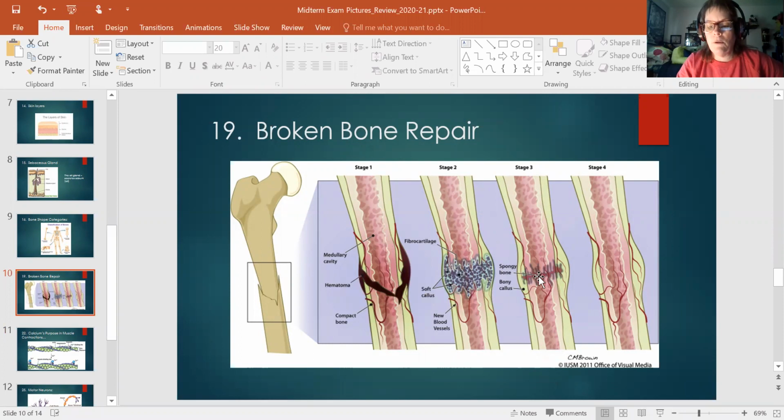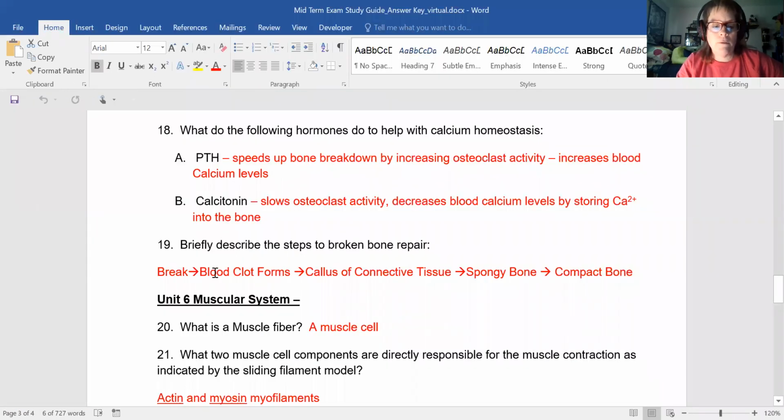And then spongy bone will form first, and then eventually you'll get compact bone that fills in. Takes a little while for it to happen, but that's why you have to wear a cast for a certain amount of time. So this is like a little process flow chart kind of, but this is the main words you need to answer this. And if you have this, you should be able to answer that question with no problem.